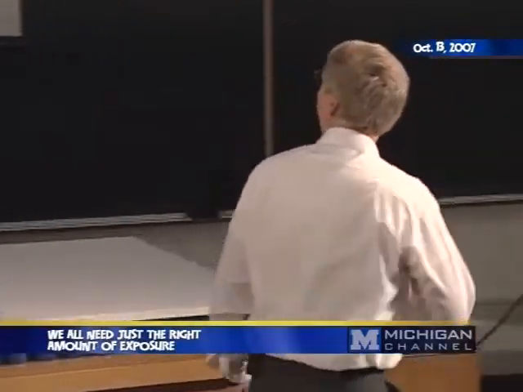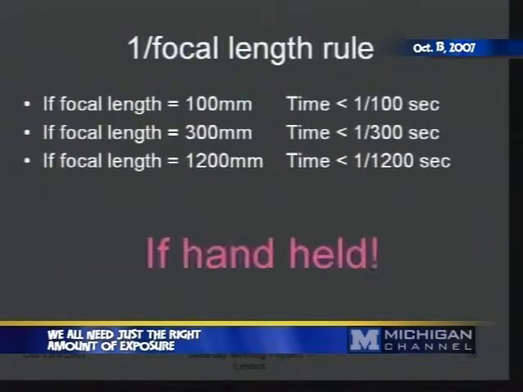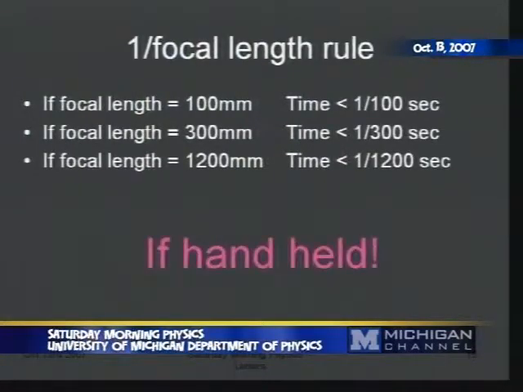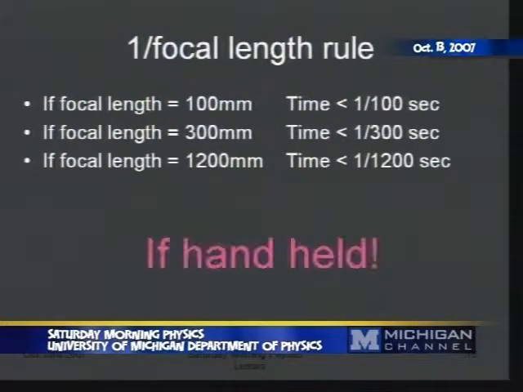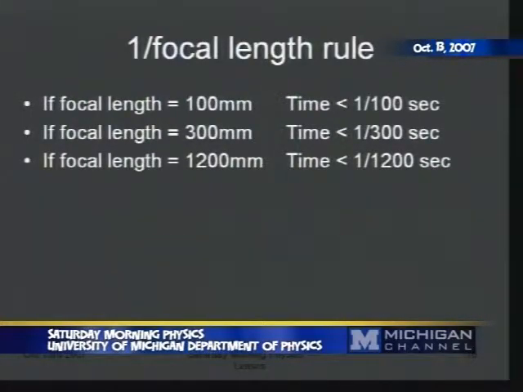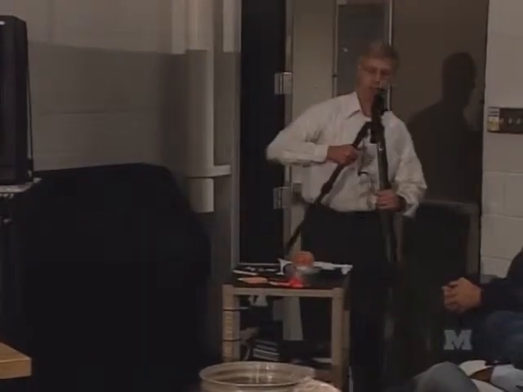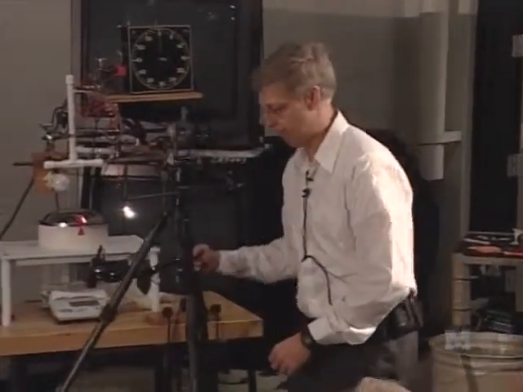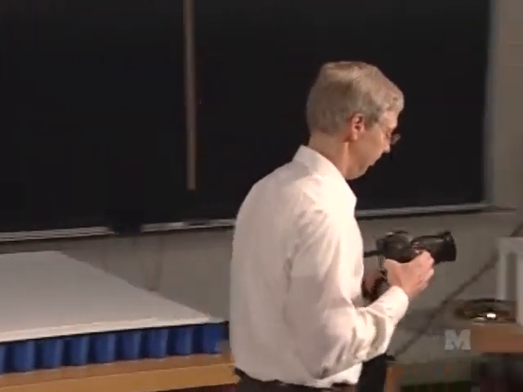Now, there's a key part of this rule right there: if handheld. You can beat this rule, you can forget this rule if you do what the pros do. The major difference between a pro and an amateur is the use of a tripod. It is the number one reason the pros get better pictures than you do. I think I'll put it out here. So let's repeat that experiment with the camera on a tripod.